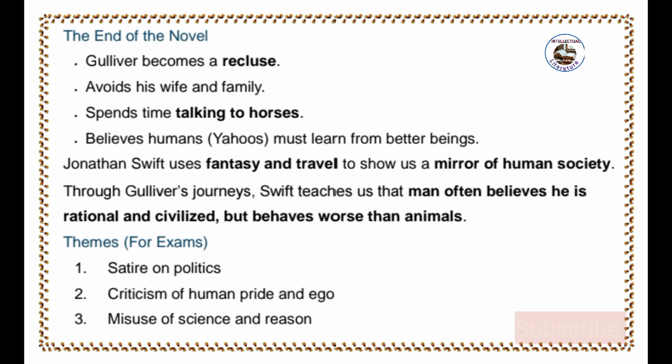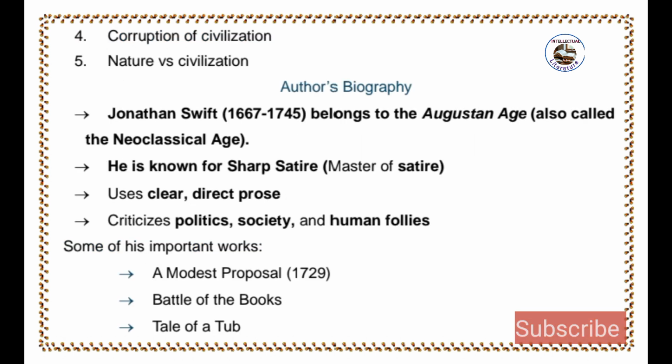Okay, now the novel is closed. Jonathan Swift uses fantasy and travel to show us a mirror of human society. Through Gulliver's journeys, Swift teaches us that man often believes he is rational and civilized but behaves worse than animals. Themes of this novel, this is all exam oriented: satire on politics, criticism of human pride and ego, misuse of science and reason, corruption of civilization, nature versus civilization.